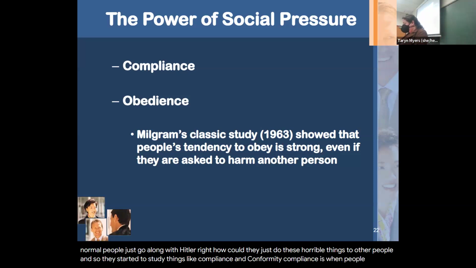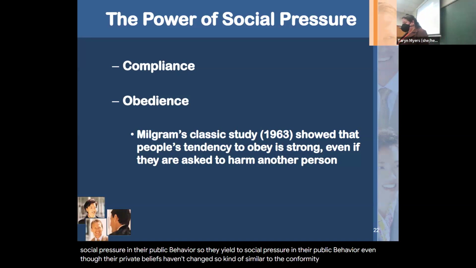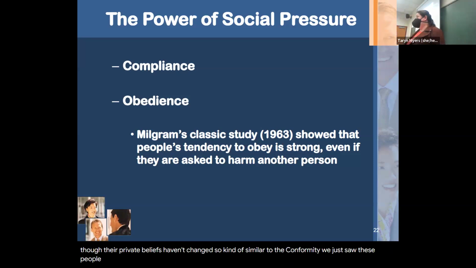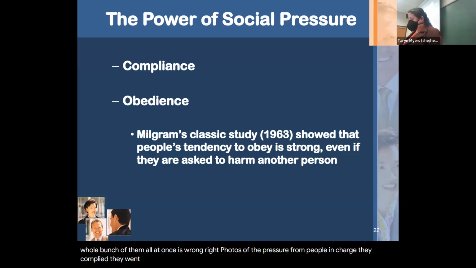Compliance is when people yield to social pressure in their public behavior, even though their private beliefs haven't changed. So, kind of similar to the conformity we just saw, these people had to know that putting people in gas chambers and killing a whole bunch of them all at once is wrong, right? But because of the pressure from people in charge, they complied, they went through with these actions.